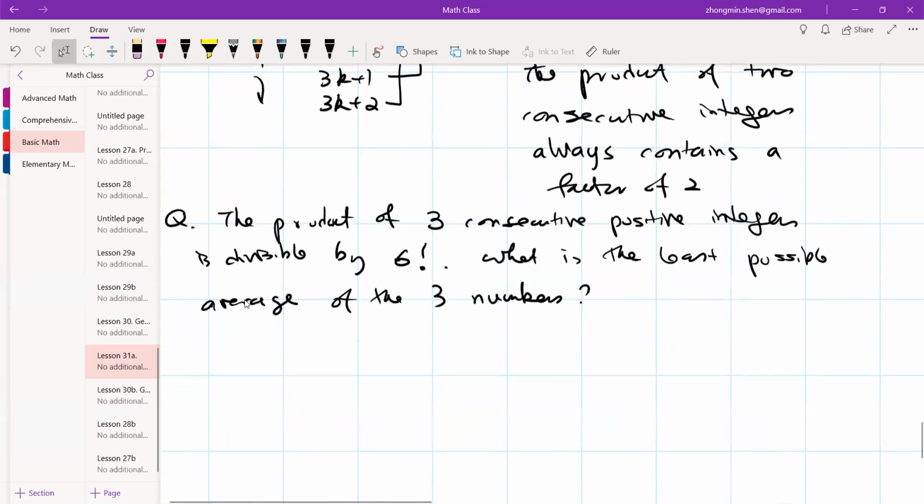Hmm? 1, 2, 3. Anyone have answers? Only 2? Are you kidding? 3. It's 1, 2, 3.